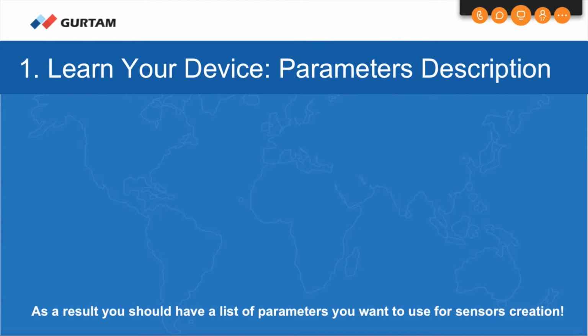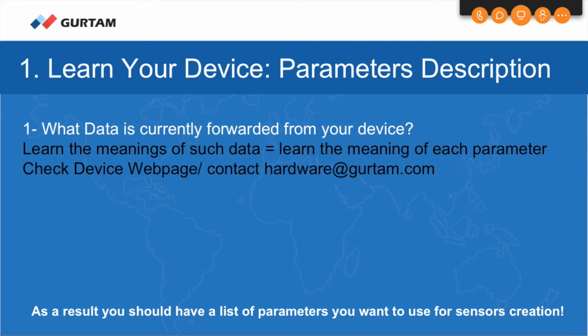And there will be a lot of text on this slide in a second. So before you see this text, let me get back to the very bottom of this slide, which says, as a result, you should have a list of parameters you want to use for sensors creation. So this is our goal, okay? And how to reach this goal, we need to learn, first of all, what data, what parameters or what data is currently forwarded from your device. So you need to learn the meaning of such data, and it's the same thing as learning the meaning of each parameter that is currently reported.